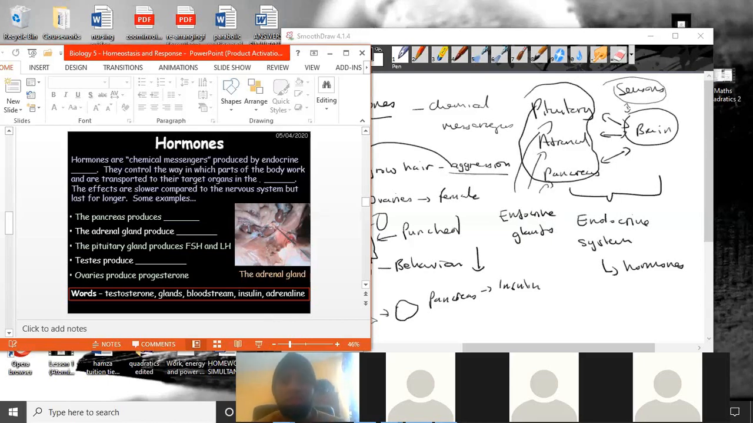Okay? The pituitary gland in your brain produces two important things which we're going to learn about when we learn about reproduction. It produces something called FSH and LH. We're going to talk about what these are later. But just now, we need to know that it produces these two things. Testes, your reproductive system, they produce testosterone. And the ovaries produce progesterone. Does that make sense, guys? Okay. Any questions on that?